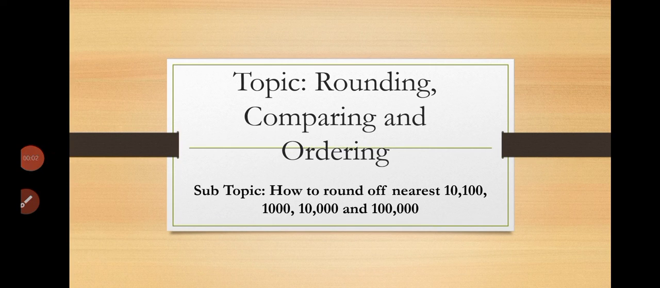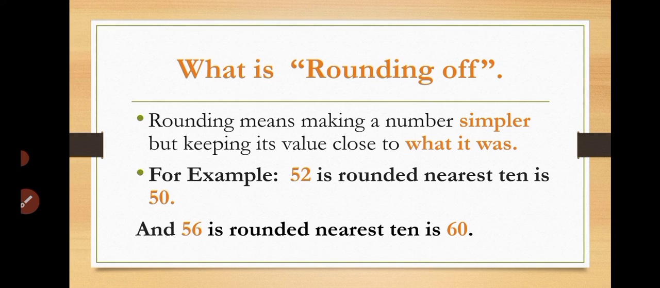Today our topic is rounding, comparing and ordering. And now the subtopic is how to round off to the nearest 10, 100, 1,000, 10,000 and 100,000. So let's get started. What is rounding off? Rounding means making a number simpler but keeping its value closer to what it was.